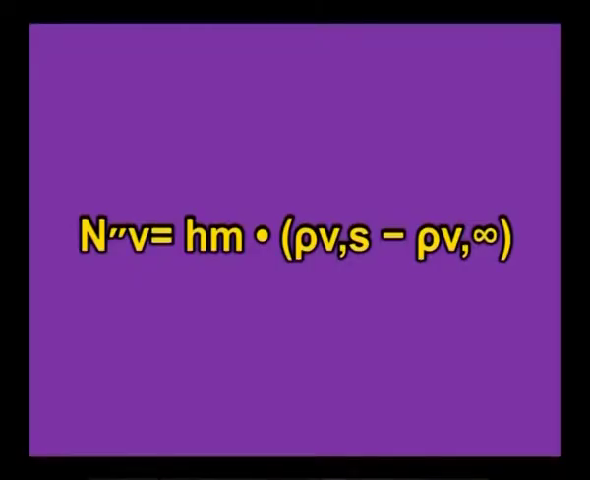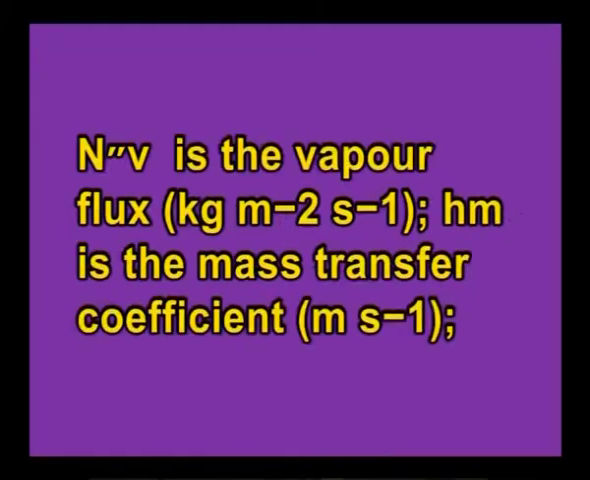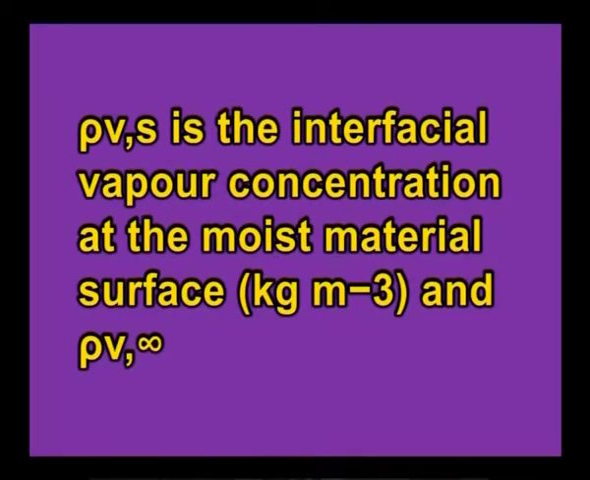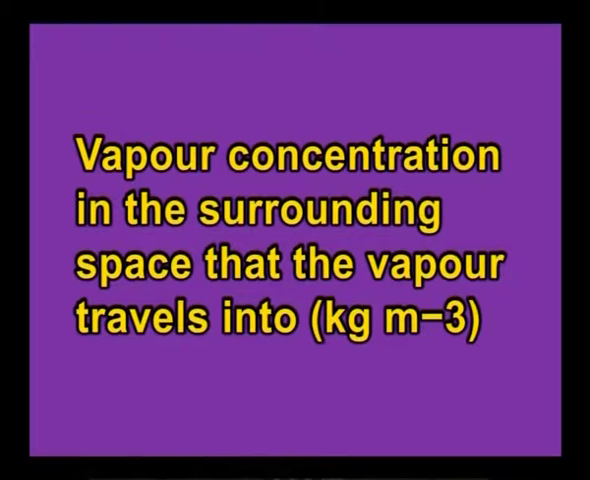The principle of drying, no matter what drying mechanisms are involved, can be generally expressed by the following surface vapor flux equation: N_V is equal to Hm dot (Pv,S minus Pv,infinity), where N_V is the vapor flux measured in kg per meter square per second, Hm is the mass transfer coefficient measured in meter per second, Pv,S is the interfacial vapor pressure at the moist material surface measured in kg per meter, and Pv,infinity is the vapor concentration in the surrounding space that vapor travels into, measured in kg per meter cube.